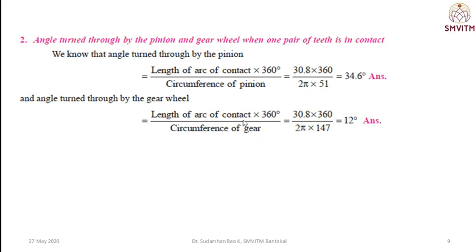So we calculated the first one, the contact ratio, and the second, the angle turned by the gear as well as the pinion, separately. The denominator should be the circumference of the pinion and the circumference of the gear.